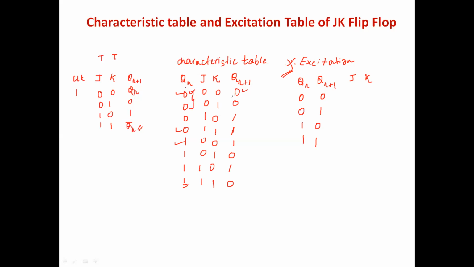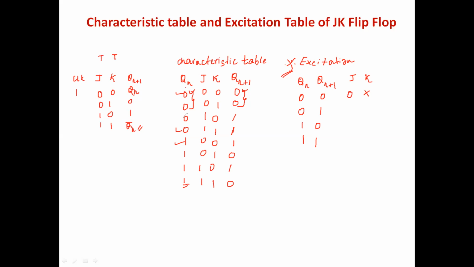See here, two combinations of zeros are there. Qn is 0, Qn plus 1 is 0. What is the input? J is fixed. J is equal to 0. K may be 0, or it might be 1. So J is fixed. K may be 0 or 1. So I'll write it as don't care state. Clear? Next combination is 0 and 1.